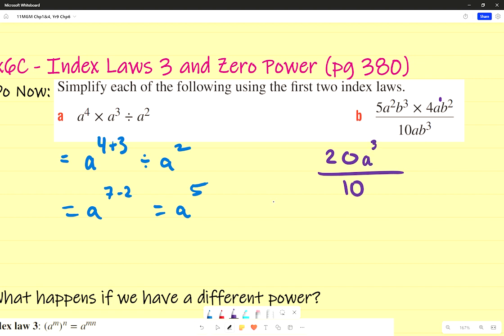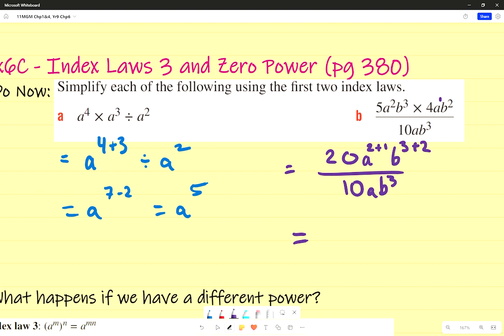I'm going to write it out in full steps, but you do not need to write out the full steps. When you're actually doing your assessment, you can just jump straight to a to the power of 3. I don't mind. And then we have b to the power of 3 times b to the power of 2. So that's going to be b to the power of 3 plus 2. And I'm going to leave the bottom the same for now: a b cubed.